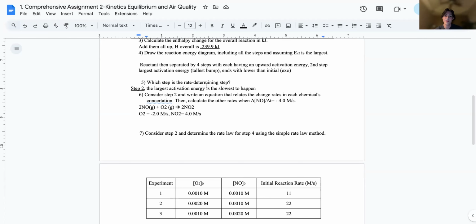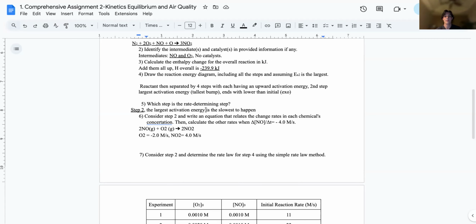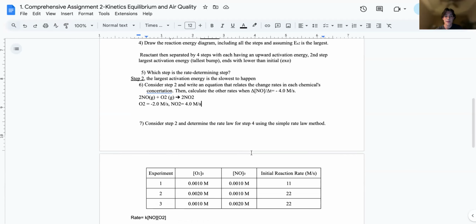For number 5, which step is the rate determining step? As I said before, step 2 is the slowest one since it has the largest activation energy, meaning it's the slowest to go through, meaning it's the rate determining step.